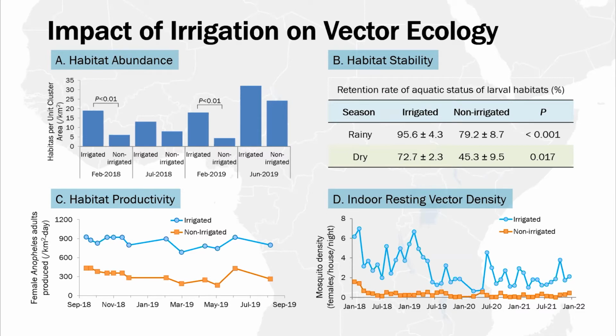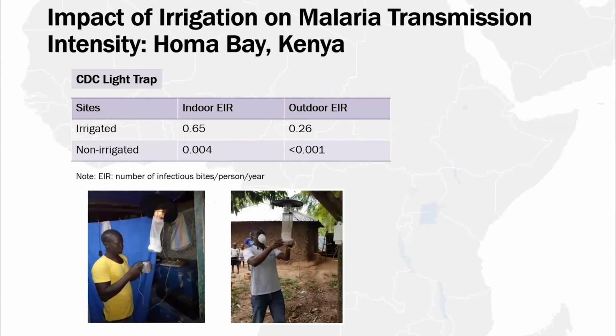From pyrethrum spray collections, we realized that houses within irrigated zones always had high densities of mosquitoes per house per night throughout the 3 to 4 years of our survey. These surveys were done monthly. We went further to look at the impact of irrigation on malaria transmission intensity. When focusing on EIR, both indoors and outdoors using CDC light traps, we realized that in the irrigated area, we are having very high infective bites per person per year compared to non-irrigated areas. And this was very significant.